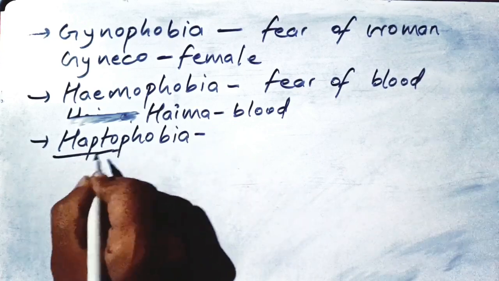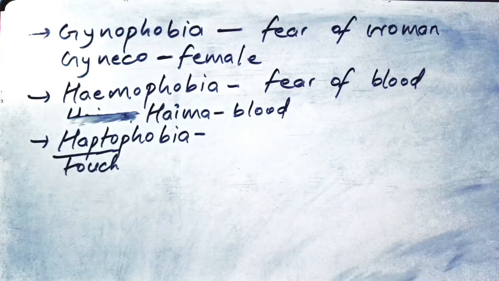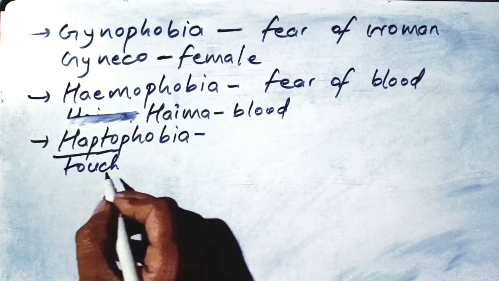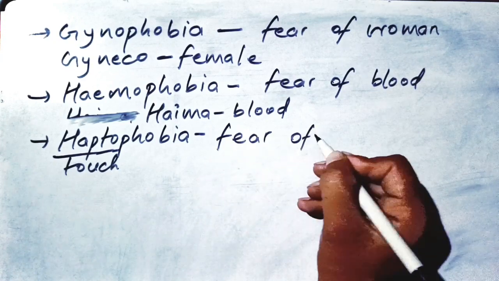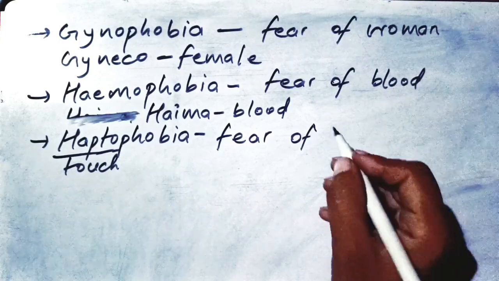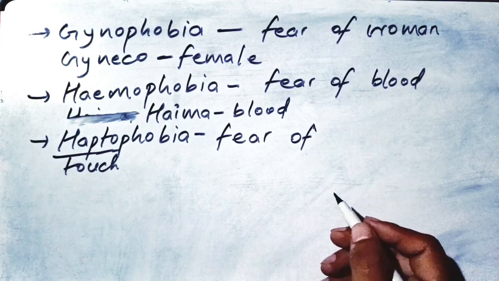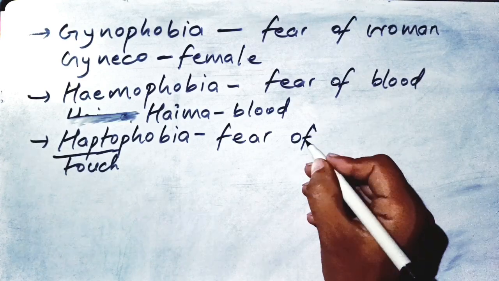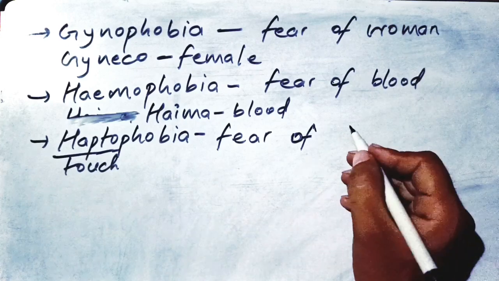Hapto means touch. There is a device called haptometer that measures the sense of touch. Thus, haptophobia means fear of touch. There is also a setting in smartphones, haptic feedback, that when you press a key on your phone, it gives a vibration kind of feeling, kind of feedback. Fear of touch.